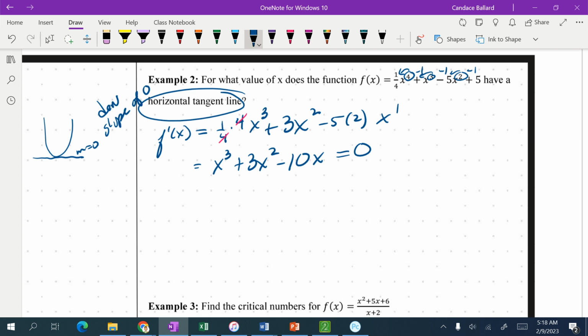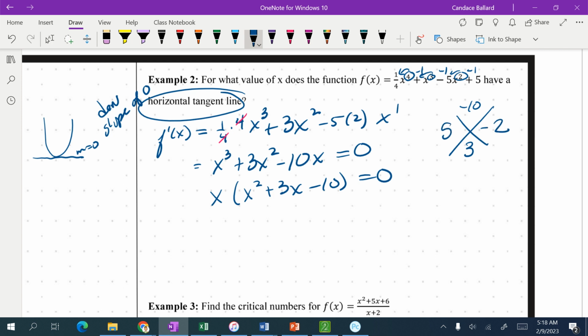The very first thing we look for when we factor is a greatest common factor. So I'm going to pull a greatest common factor of x out, which leaves me with x squared plus 3x minus 10 equal to 0. And then I know I've got a trinomial left in here, so I'm going to do a magic x. So I need two numbers that multiply to negative 10 and add to 3. That would be 5 and negative 2.